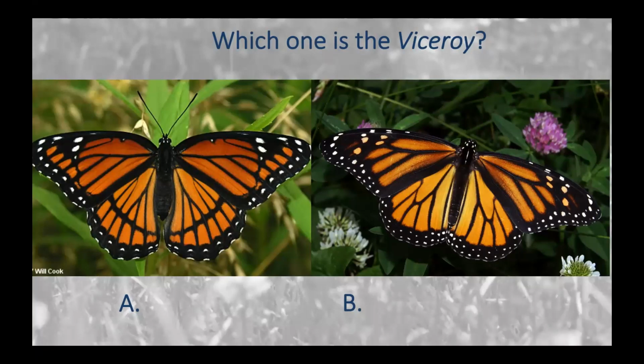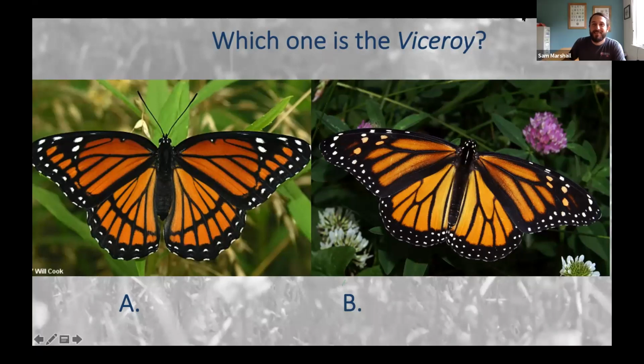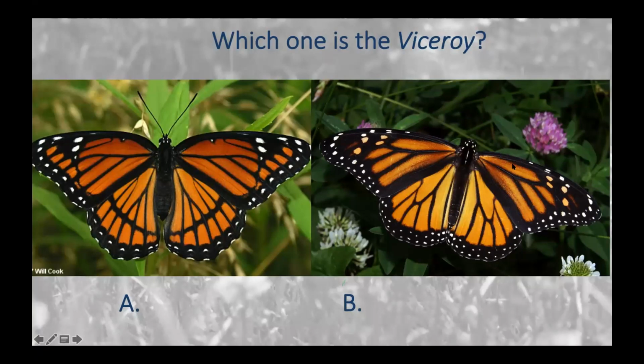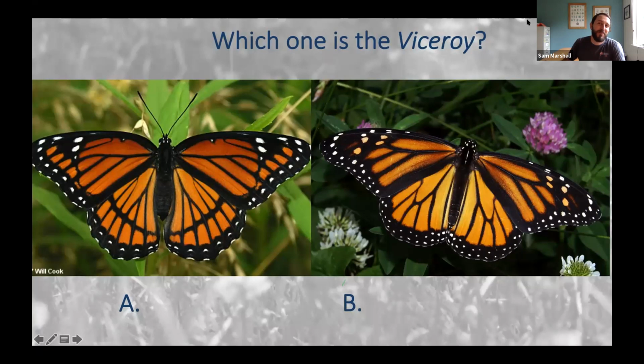All right. So we got over 70% of people voting, so I'm going to stop the polling and we'll share the results. Ooh, that's pretty close. You got it right. So if you answered A, you win the prize of patting yourself on the back. A is the viceroy and B is the monarch.